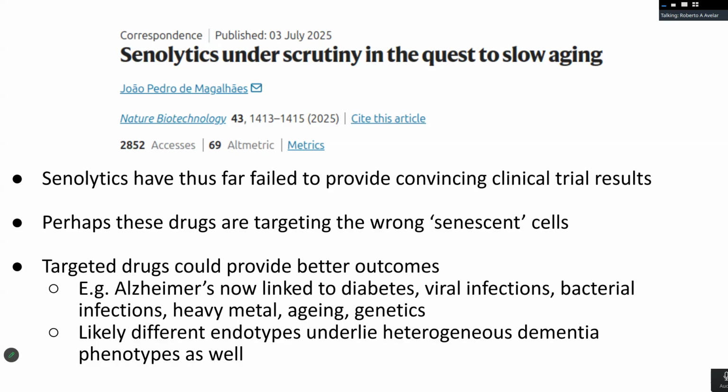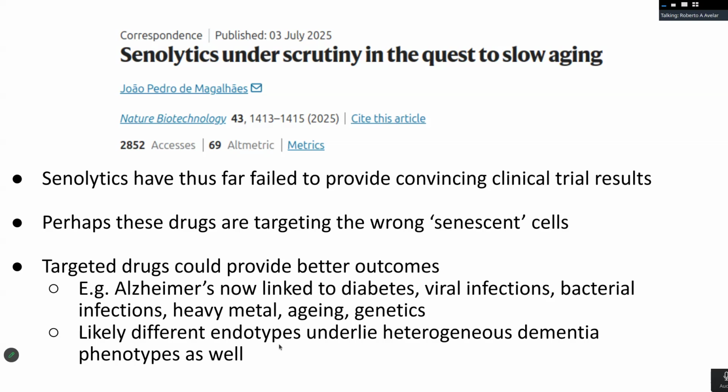So it really seems like cells are becoming stressed in the brain from various different sources. And I find it hard to believe that having an ApoE4 mutation and developing Alzheimer's is the same as having a bacterial infection that somehow leads to Alzheimer's. These are probably different diseases that kind of just look similar, or endotypes as they call them.